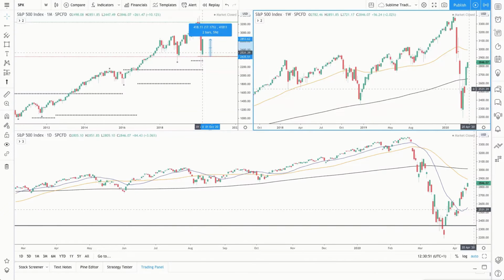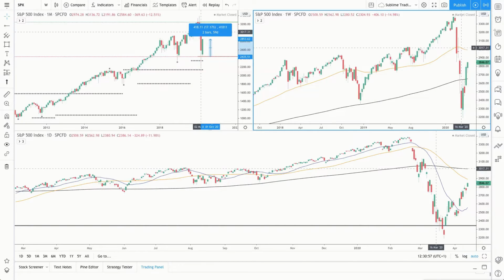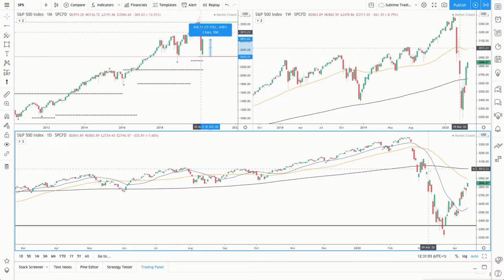On the weekly now, this is significant. Price is trading very much above the 200 moving average. We're seeing that momentum continue so far this week, but still below that 3,000 round number and the 50 simple moving average. And also on the daily time frame, price is below the 200 and the 50 simple moving average, although we are seeing bullishness come in.